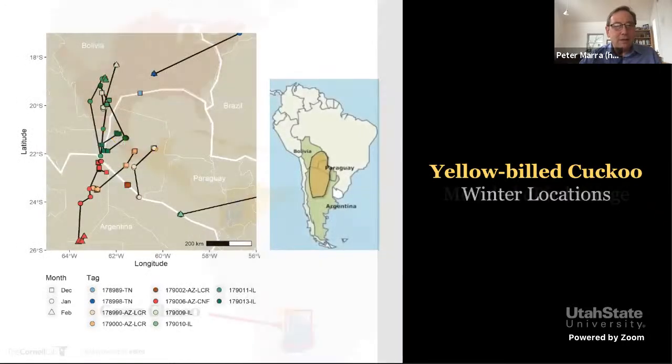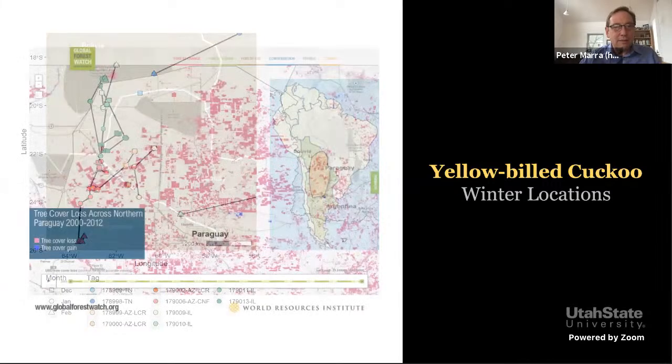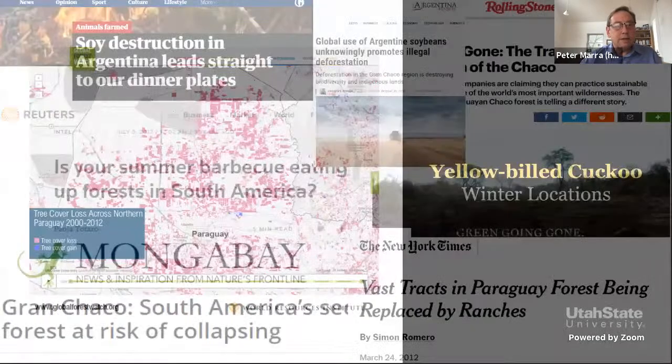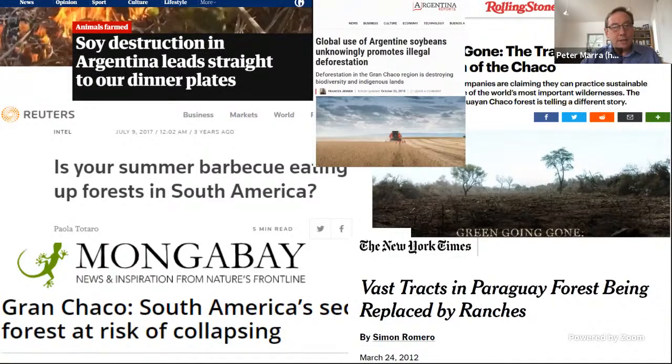The problem is that in this area, here are the maps. Here are the eastern birds in the north and the western birds in the south. So they don't even overlap in their range, at least for this small sample size of birds. What's so telling is that in this area, tree cover loss has been really significant in northern Paraguay and northern Argentina. Not so much in southern Bolivia, where the eastern birds appear to be wintering. And most of this cover loss is for soybeans and for cattle grazing. There's very little regulation of land use change there and what happens for farming in these areas.